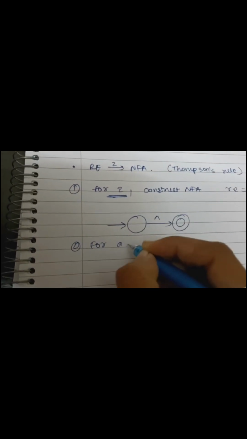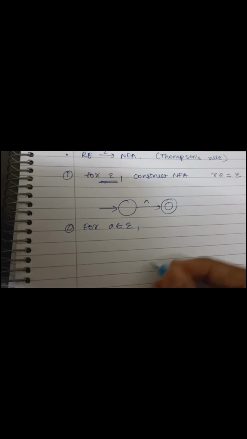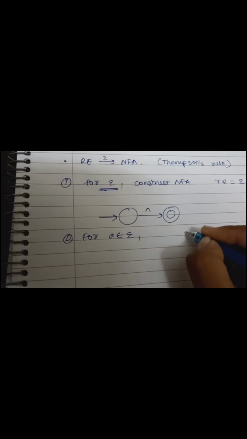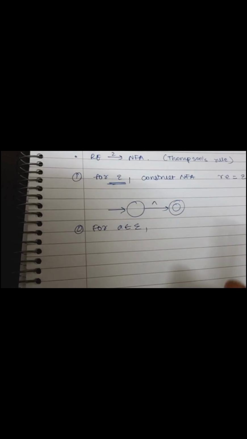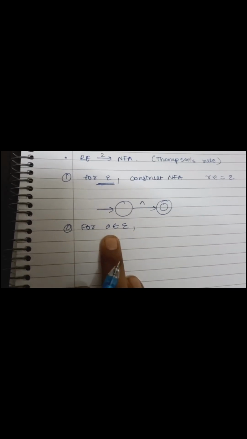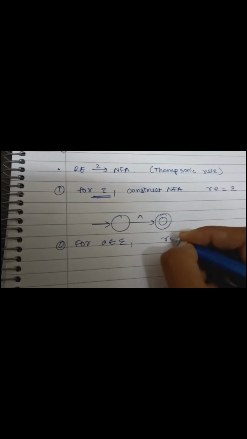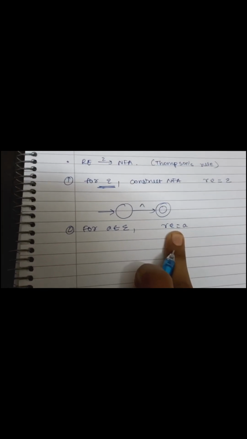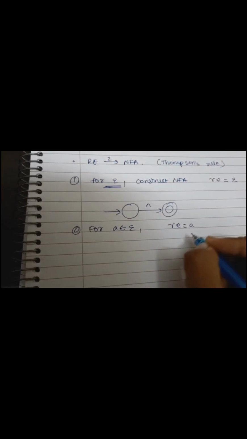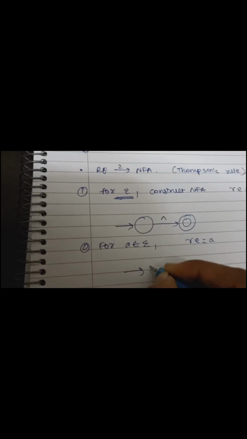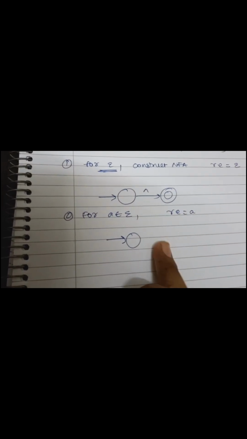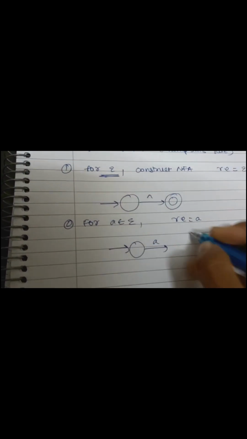Let's say for some constant A which belongs to sigma, we have already discussed the definition of the regular expression, where if some constant A belongs to sigma, then its regular expression is A. So for the regular expression A, I have to create an NFA. Then how will I create it? This is my initial state. Upon reading the input symbol A, I should be transited to the final state. So this is A, and I'll be transited to the final state. The final state is always represented using double circles, right? Concentric circles.